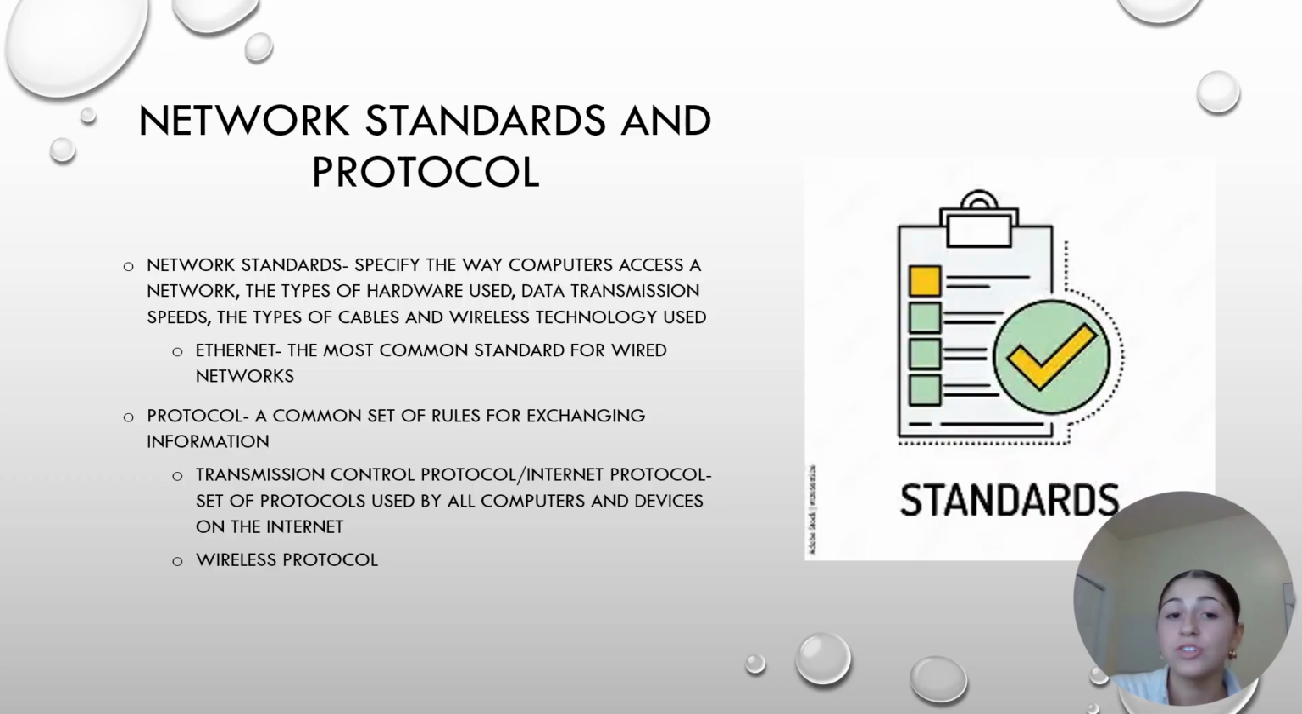Moving on to network standards and protocol. Network standards specify the way computers access a network, the types of hardware used, data transmission speeds, and the types of cables and wireless technology used. The most common standard for wired networks is Ethernet. Next, protocol. It's a common set of rules for exchanging information.